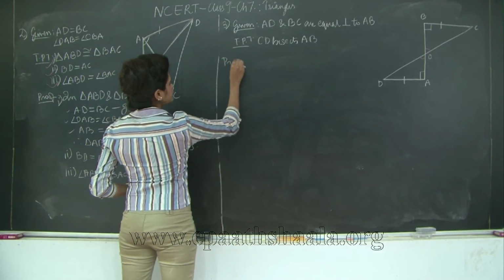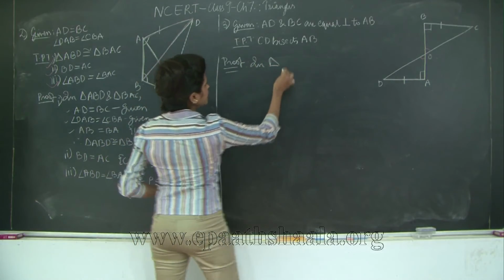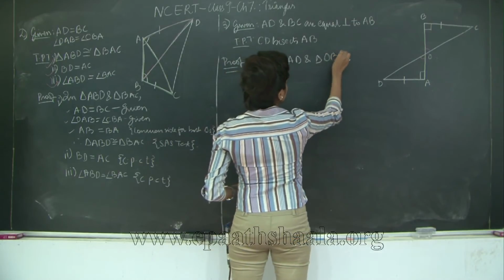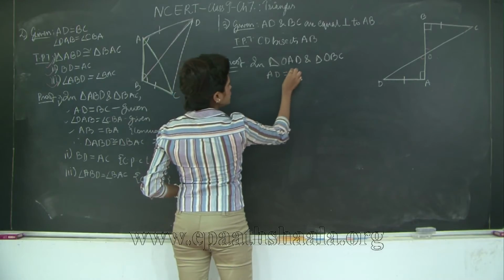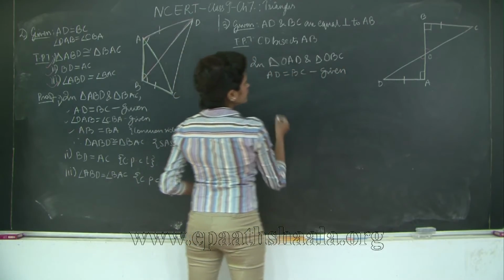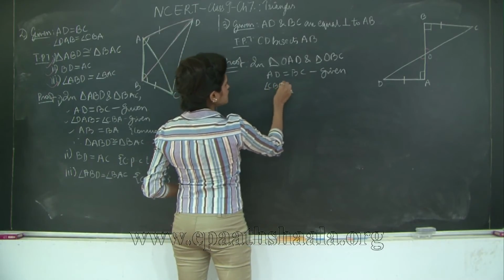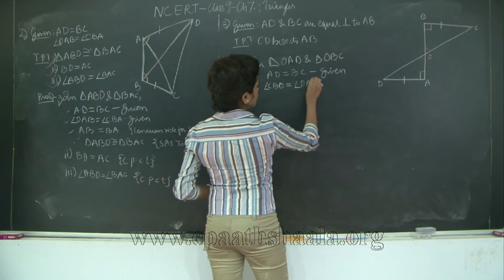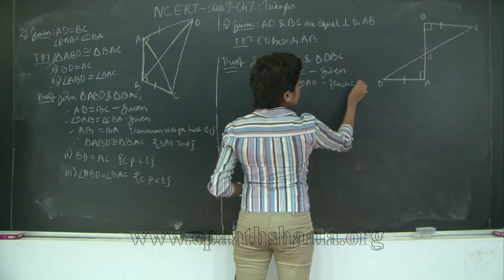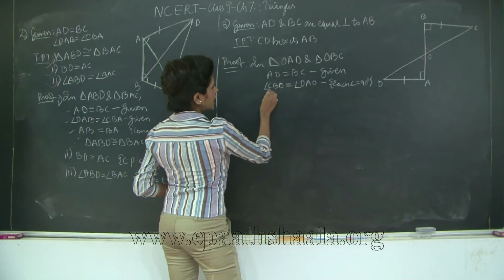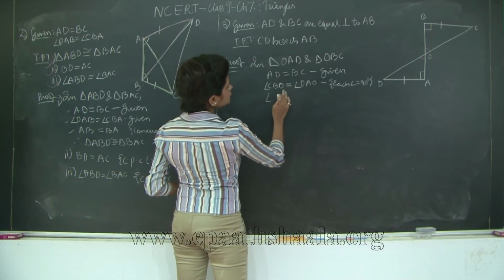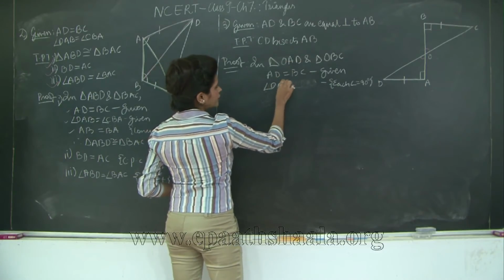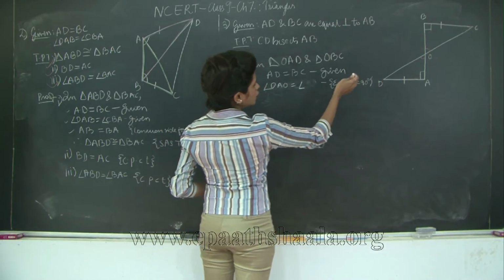I will say proof. In triangle OAD and triangle OBC, I have AD is equal to BC, which is given. Then angle CBO is equal to angle DAO. Each angle is equal to 90 degrees, correct? And angle I need to write DAO over here because we are giving reference to triangle OAD. So, angle DAO is equal to angle CBO.